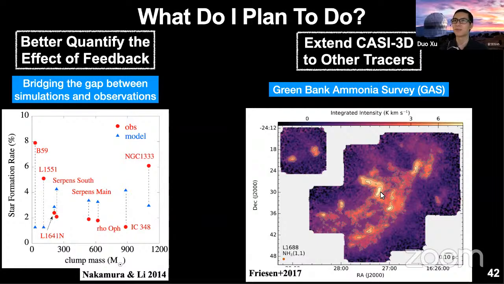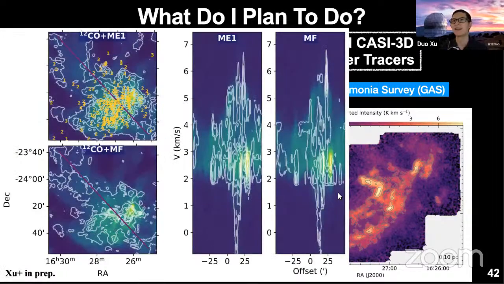For example, this is the low-J ammonia emission observed by GBT, and we did a preliminary test on CO data in a similar region. In CO, this region is extremely noisy, and humans find it really difficult to identify the feedback structures. Ammonia might show them more clearly, since it's more optically thin and it might be easier to identify features. So we could extend our model to different tracers to better quantify stellar feedback.